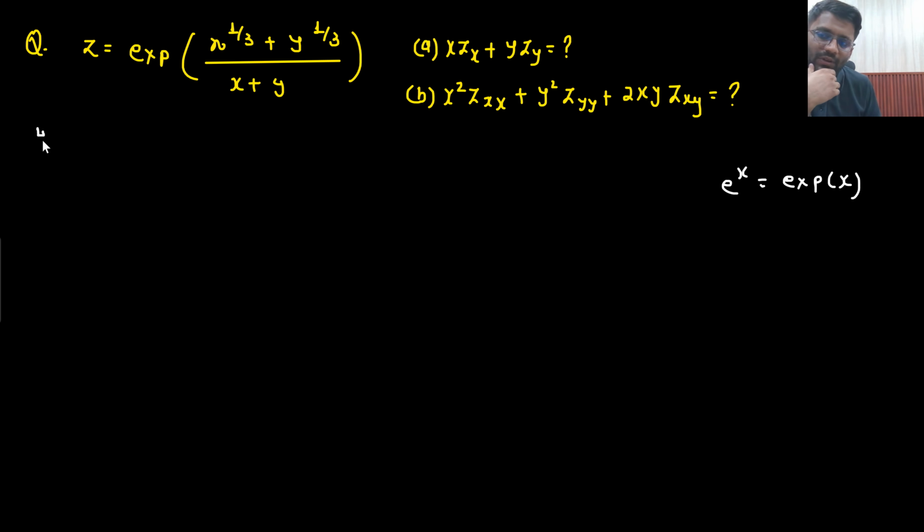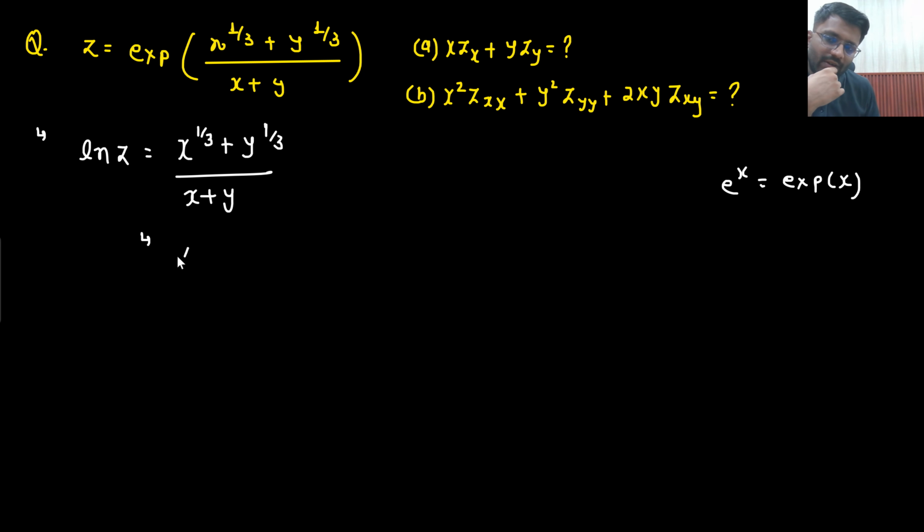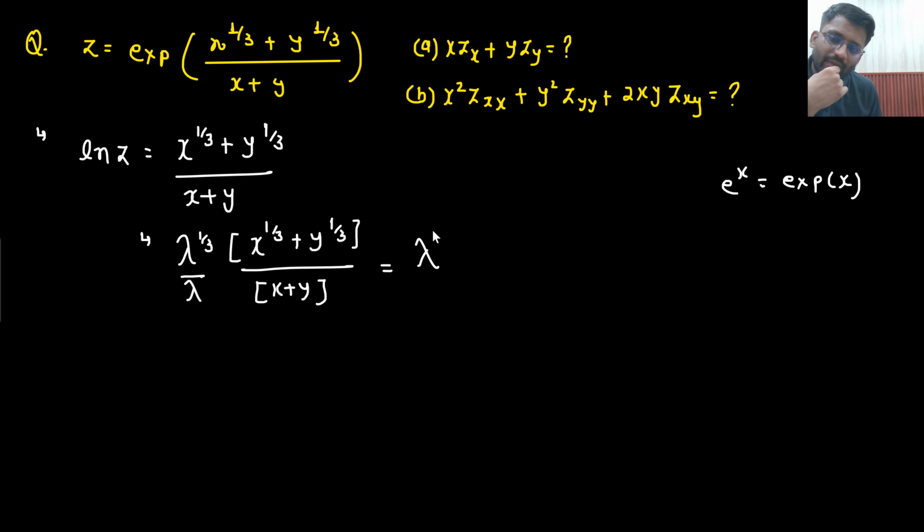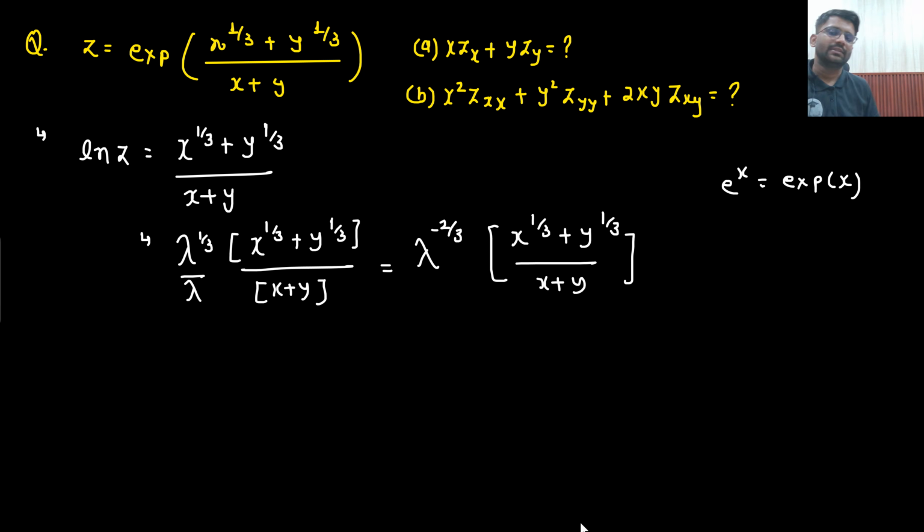But what if I take the exponential to this side, it will become ln z, which will be x to the power 1 by 3 plus y to the power 1 by 3 divided by x plus y. And here if I put lambda to the power 1 by 3, that can come outside, and in place of x I will put lambda x, so lambda goes outside, divided by x plus y. So this will become lambda to the power minus 2 by 3, and this much is nothing but the same function, x to the power 1 by 3 plus y to the power 1 by 3 divided by x plus y. This is the scenario, right?